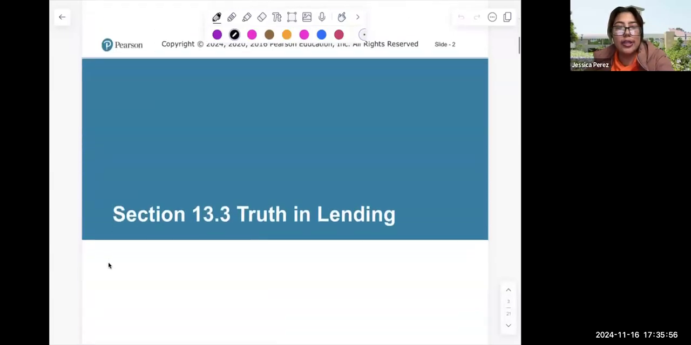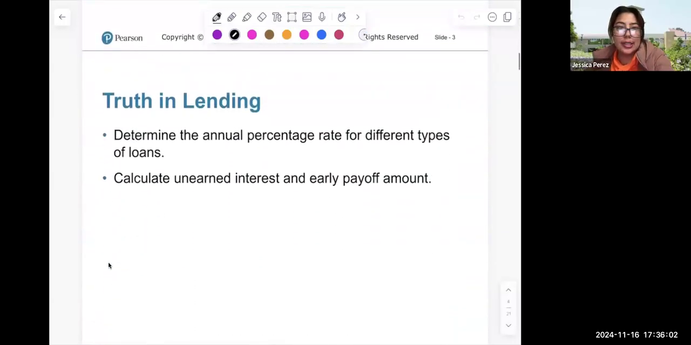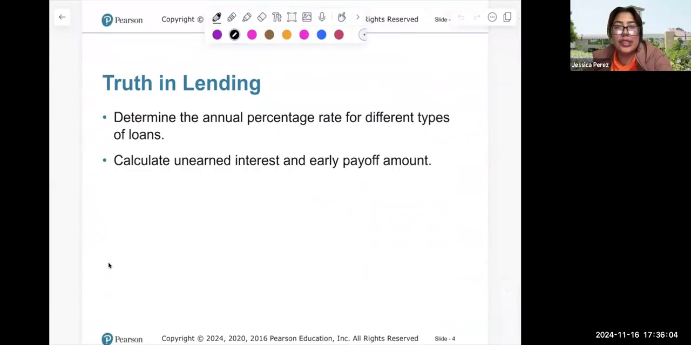Right now we are working on section 13.3, which is truth in lending. In this section, we're going to determine the annual percentage rate for different types of loans. We're going to be calculating earned interest and early payoff amount. That's what we're going to be doing in this section.